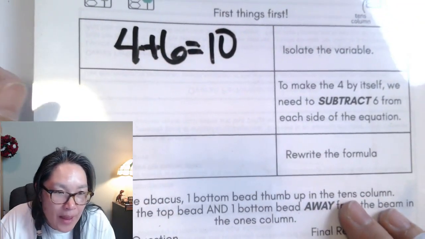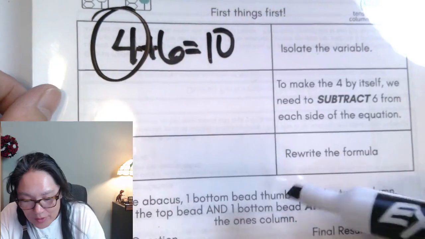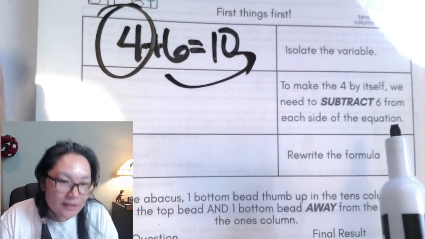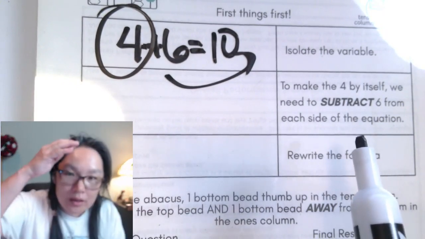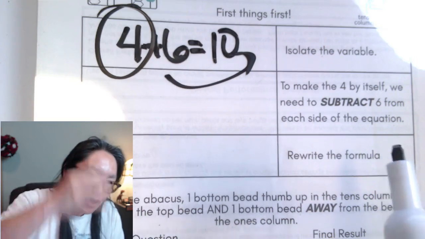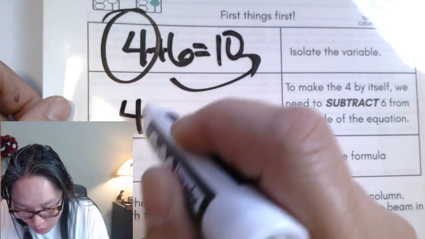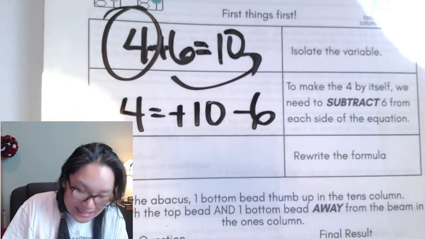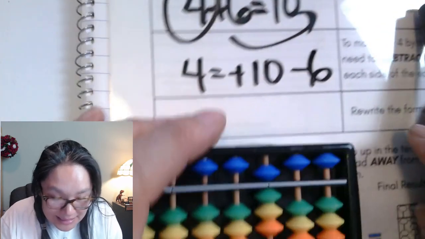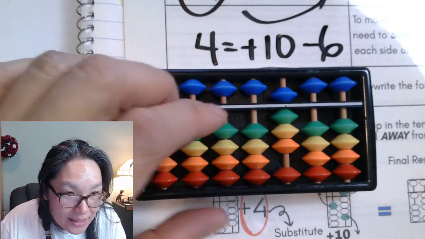Look, it's a pattern. We need to isolate this variable. We got to move it over there. Same thing. It's a pattern. Now we're solidifying the pattern that we know. So plus 4 is equal to plus the 10 minus the 6. What does that mean? Well, adding the 10 just means going to the next column over.